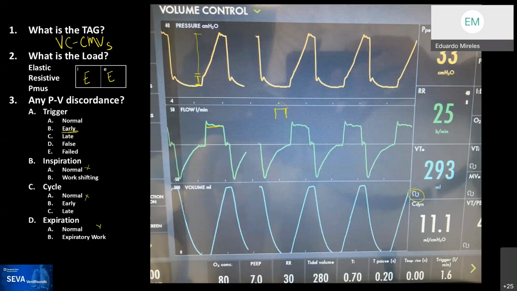Very good. All righty. Any other comments that came up? No, but since we're focusing on the pressure waveform, to my eye, it looks like there might be a slight concave upward. Yes, excellent. So very good.